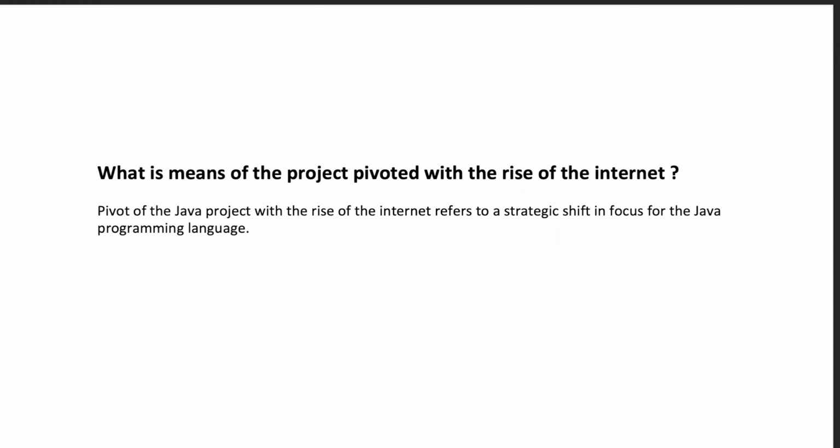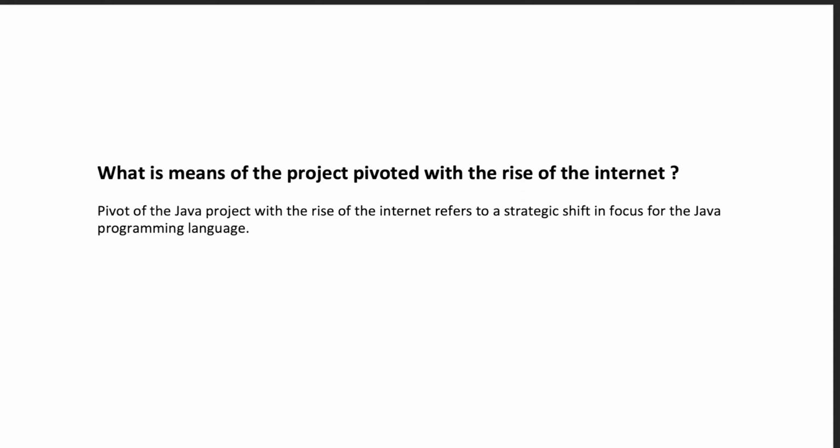Java's key features, especially its platform independence, write once, run anywhere, WORA, security measures, and ability to run code on various devices without modification, made it an ideal choice for internet applications. The pivot towards internet-centric development involved reorienting Java's capabilities to better serve the demands of web-based applications and services. The introduction of Java applets, small programs that could be embedded within web pages and executed by a browser, was one of the earliest manifestations of this pivot.